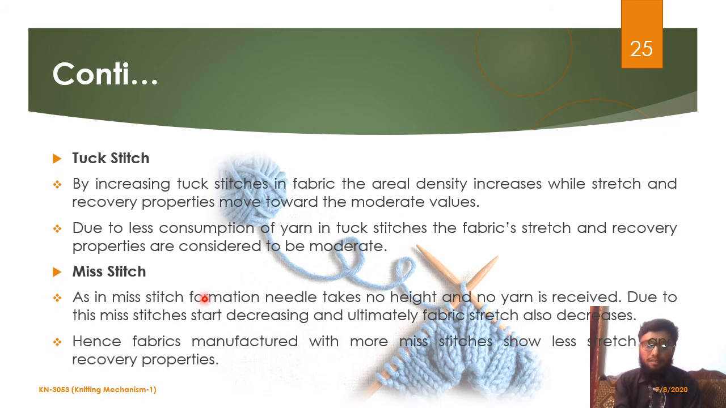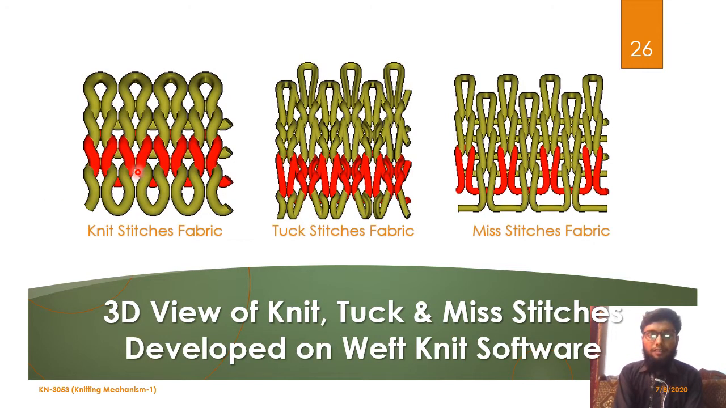Then there is a miss stitch. Due to miss stitch, the fabric width decreases and ultimately the course-wise stretch is affected greatly with respect to the wale-wise. Here is a 3D view of knit, tuck and miss stitches fabrics. It can be seen that more yarn in knit loop than tuck and than in miss loop. That's why the trend of stretch and recovery move from knit, tuck and miss stitch fabrics.